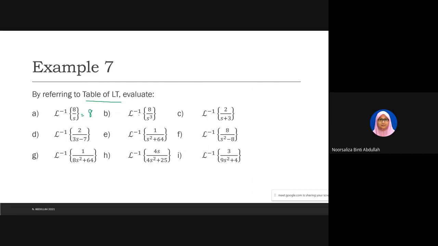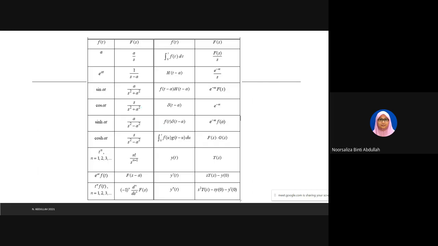Okay, next one is, you want to find the inverse for 8 over S to the power of 3. So we look at this table. You have to find 8 over S^3 in this column. This one you cannot use, because this one is A over S. This one also cannot.